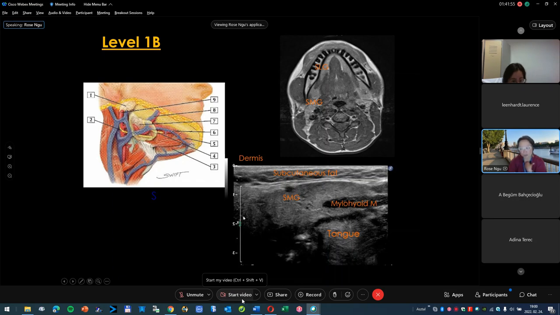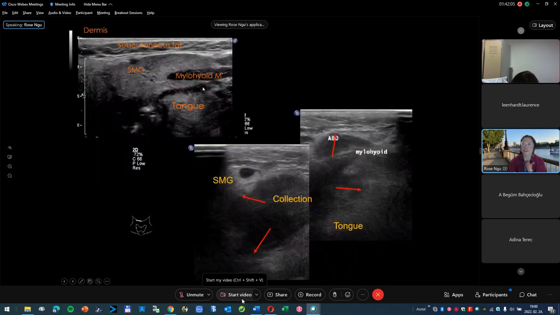Now, it abuts another kind of tissue very similar to this. This is the tail of the parotid. So you're encroaching on level 2 here. Again, deeper to the mylohyoid, you have the tongue, and this is your hyoglossus muscle. Okay, so this is what you expect a normal right level 1B to be.